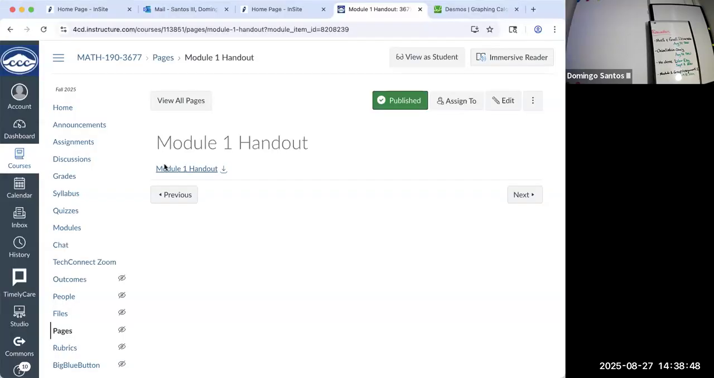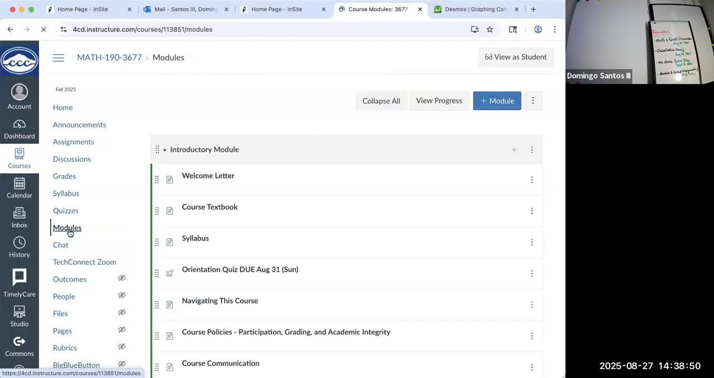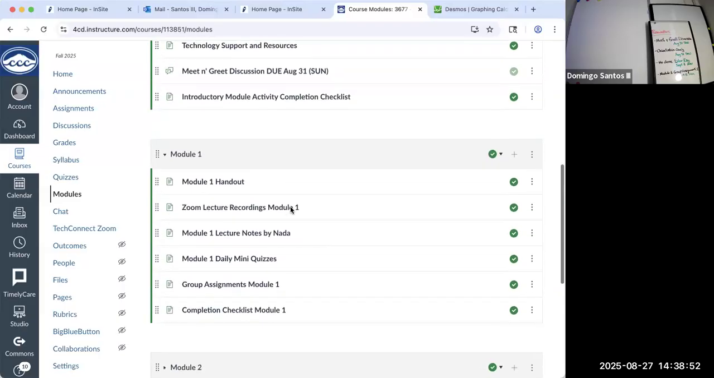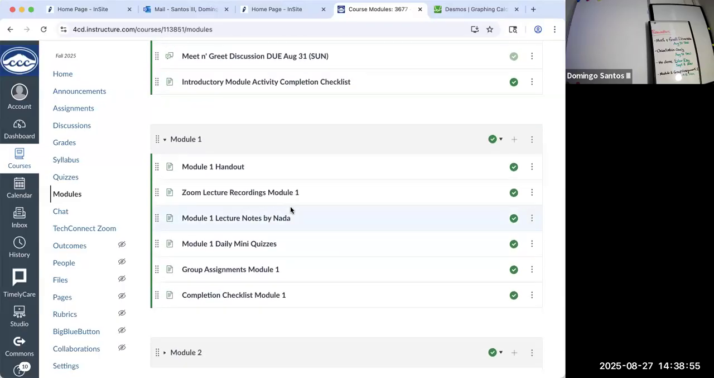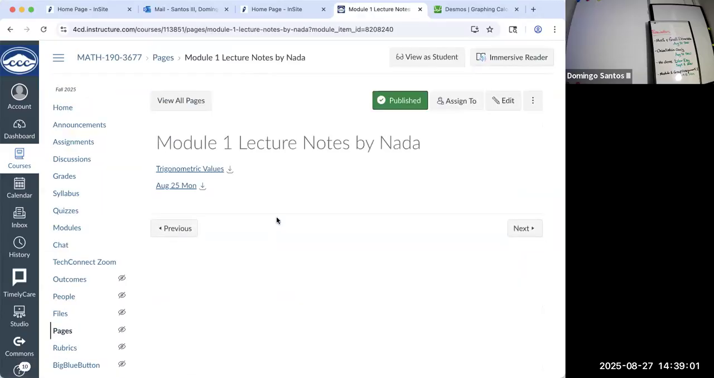And also, let's go back to the module. A great resource would be the lecture notes by Nada. If you click this one, because every day she takes notes and we upload it here. So last Monday, we uploaded the notes. And also this one, I just uploaded it a few minutes ago. You may want to open it or download it later on when we use it.